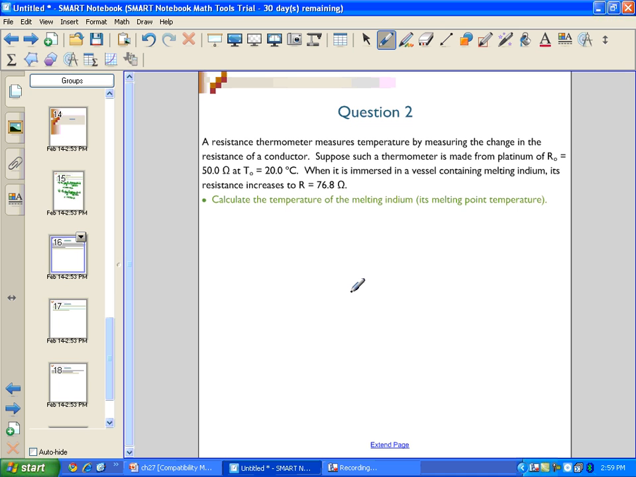It says this thermometer, in other words, this resistor, is going to be placed inside a vessel that contains melting indium. And we see that the resistance of the platinum goes up to a value of 76.8 ohms when this happens. Well, of course, a thermometer which is immersed in this case, liquid indium, is going to be at the same temperature as the liquid indium is.